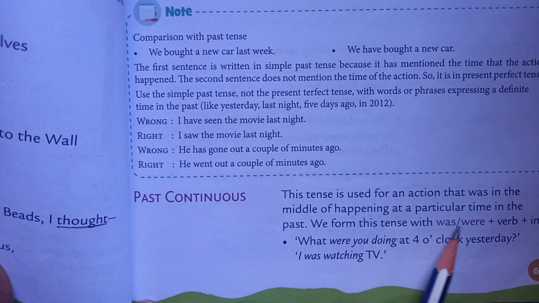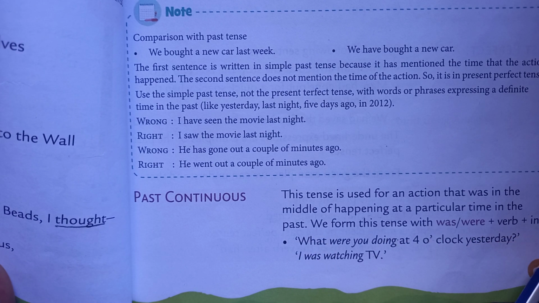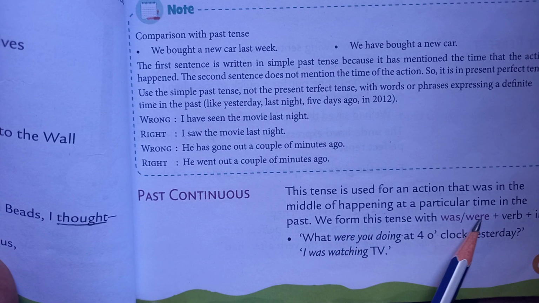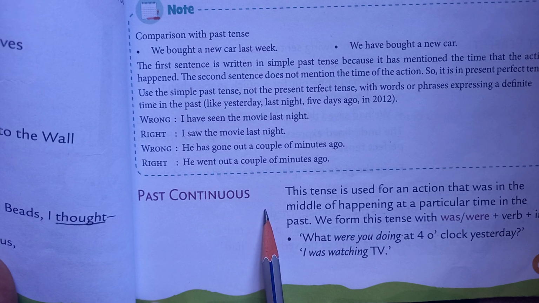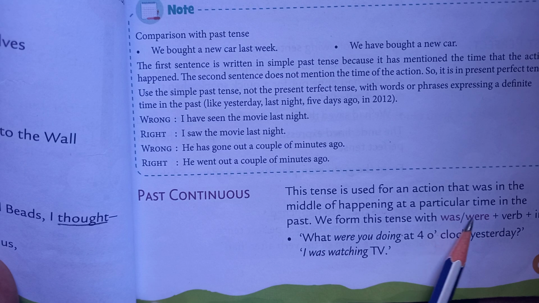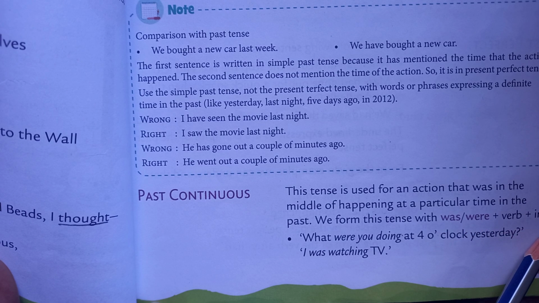We form this tense with was, were plus verb plus ing. So in this case we use was, were. It is past continuous, means जो past था और continue था, है ना? So in that case we will use was, were plus verb plus ing.